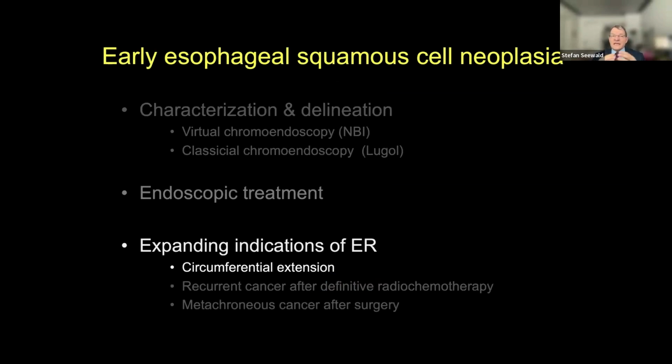And because the technique is expanding, we experience today expanding indications of endoscopic resection. So that means that we are able to resect lesions which we have never tried to resect 10 years ago. And one indication for endoscopic resection is the circumferential extension. So sometimes we have lesions which are growing circumferentially. And nowadays we are able also to resect these lesions by endoscopic submucosal dissection. And I would like to show you an example now.